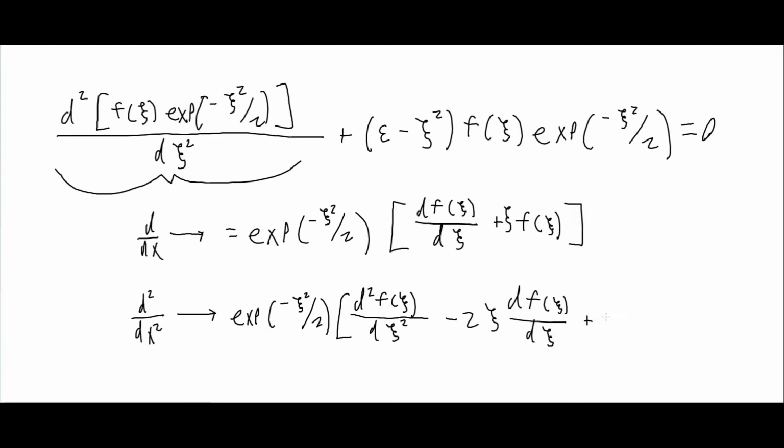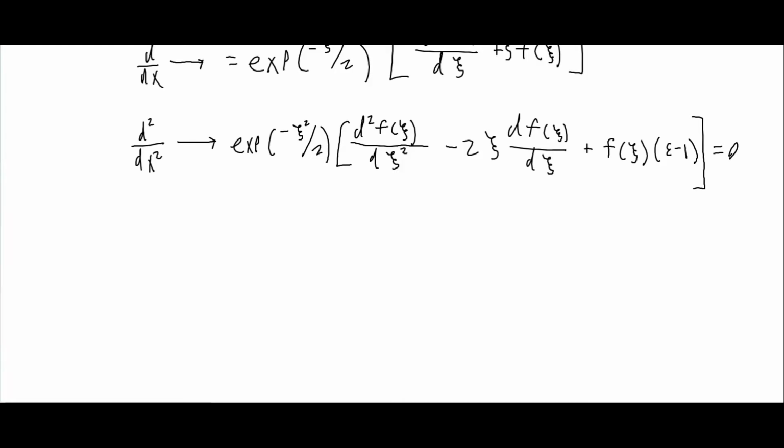And then plus we have our f of xi times our epsilon minus 1. I believe that's what it looks like, and then we have that equal to 0. And if you have watched my videos on differential equations, on these special functions and differential equations, this part here in these square brackets should look kind of familiar.